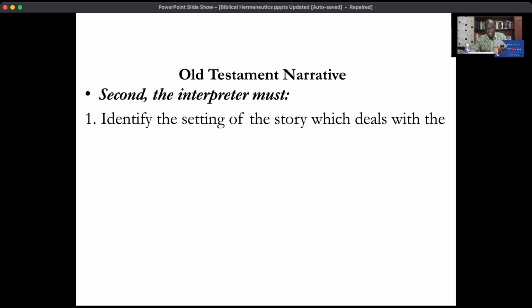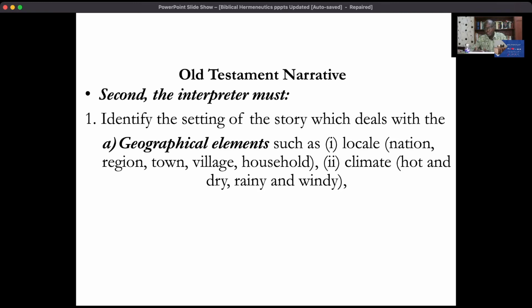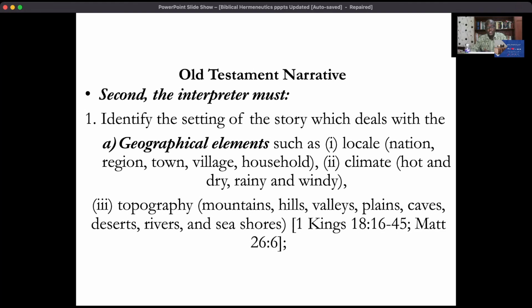The second thing you must do as interpreter of a narrative text is, first, identify the setting of the story, which deals with A, geographical elements. As you read the narrative, try to identify the locale, the place where the story happened, the climate, whether where the story happened was hot, rainy or windy, and also consider the topography, whether the story happened in the valley, plains, caves, desert, rivers, seashores, and the like.